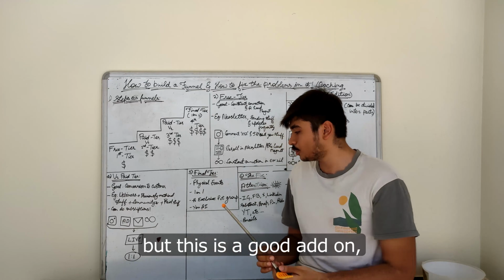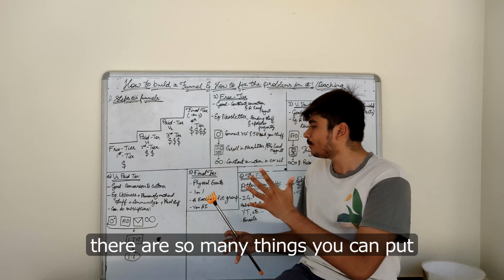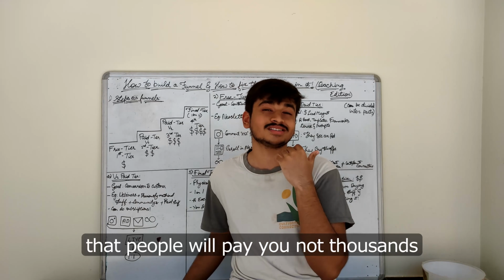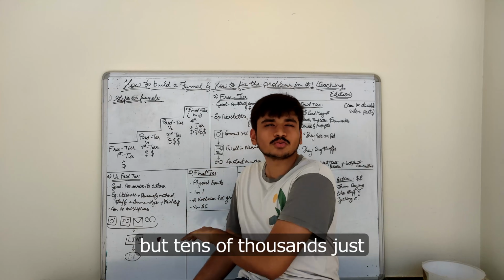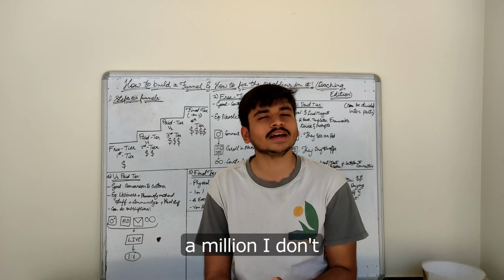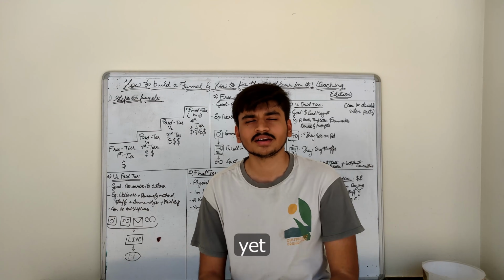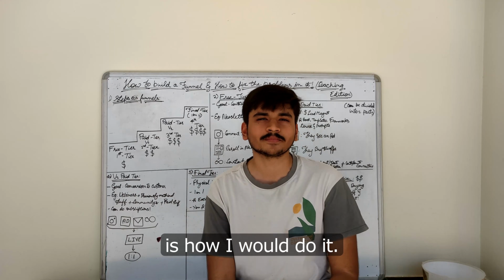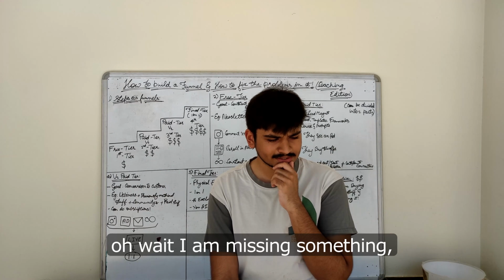But this is a good add-on. You can make your own app. There are so many things you can put in the final tier that people will pay you not thousands but tens of thousands just to be with you. And that's how you make a million, I don't know about $1 billion, I haven't figured out how that's done yet, but a $1 million coaching business. This is how I would do it. Hope this helps.